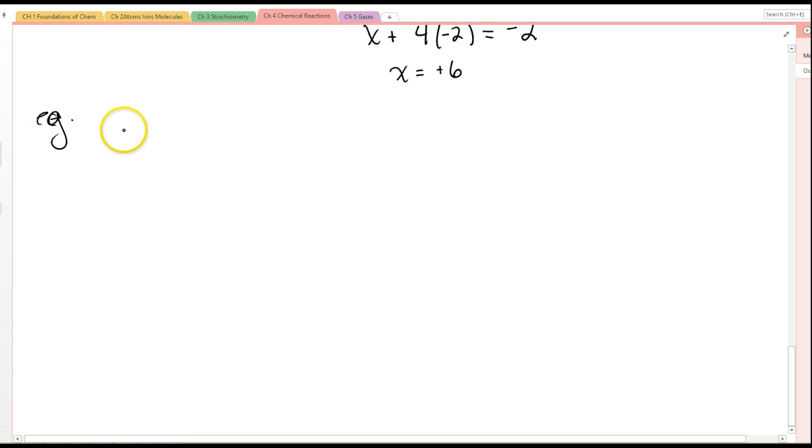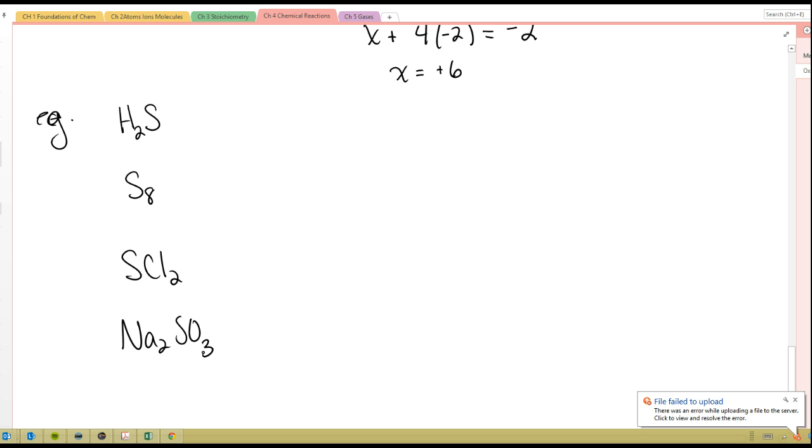The first one is what is the oxidation state of the sulfur in hydrogen sulfide. The second one is the sulfur in the S8 compound. So looking at the sulfur in all of these compounds, what is the oxidation state of the sulfur? Maybe take a pause, see if you can assign it, and when you unpause, I'll give you the answer.